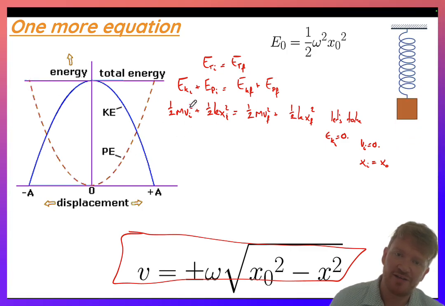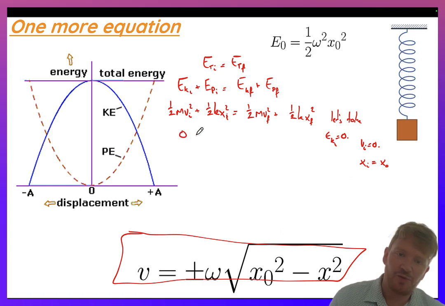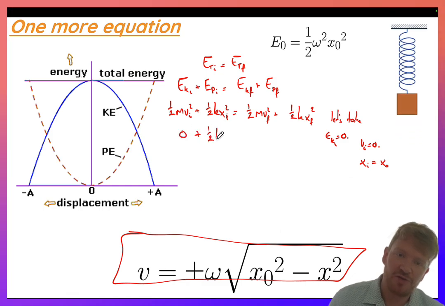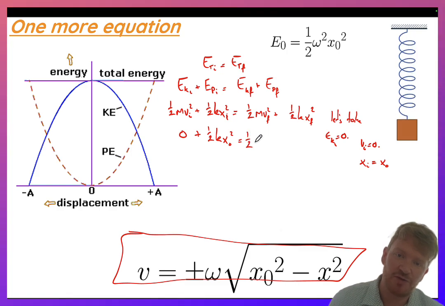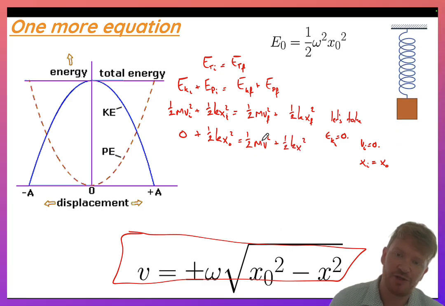So therefore I can say, well, v is 0, so this term all just collapses to 0, plus a half k x naught squared, and then I'm just going to let this be at any other point. This is at any point later in time, so I'll say this is equal to a half mv squared plus a half kx squared, where x is my position at any point, v will be a velocity at that same point. And I've been asked here to find v, so I just need to make v the subject of this equation. Well, my halves cancel straight away.